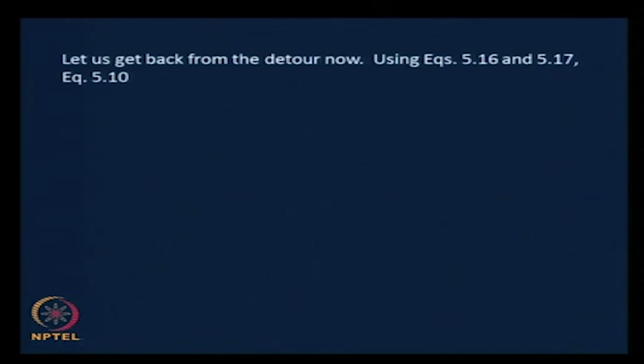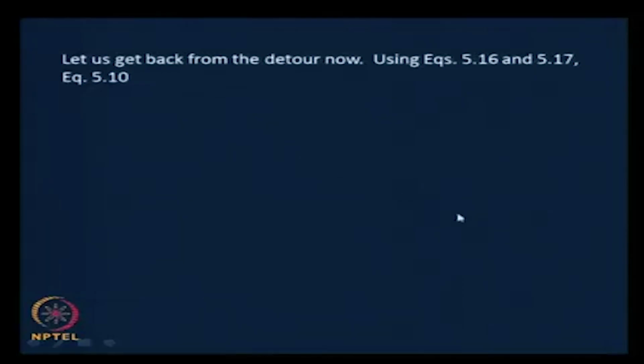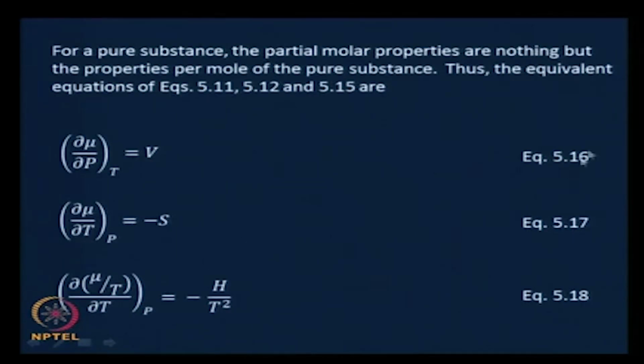When we begin the next class, we will get back from this detour. We essentially wanted to come up with these relationships, and that is why we took a detour. In the next class, we will get back to considering the two phases in equilibrium and the process of transfer or transition from one phase to another, which is the context of the Clausius-Clapeyron equation. See you in the next class.